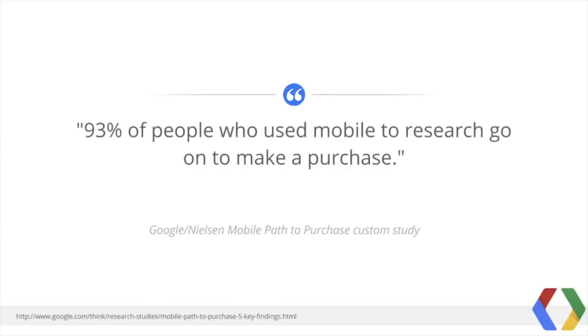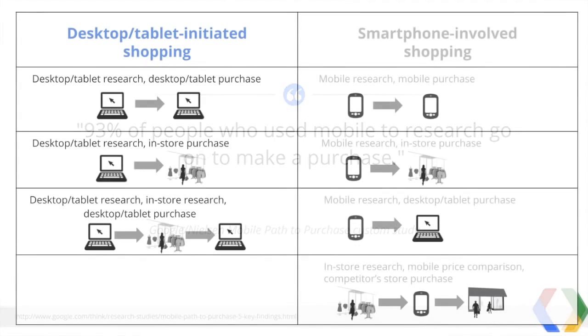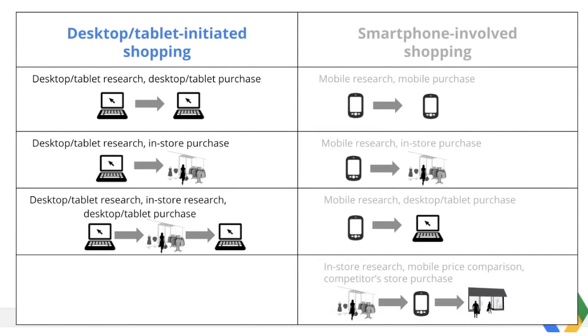Although at present, mobile metrics show lower conversion than desktop, it's clear that mobile research influences purchasing decisions. In a Google Nielsen study, 93% of people who used mobile to research go on to make a purchase. When refining mobile metrics, it's helpful to differentiate desktop-initiated purchasing behaviors with smartphone-involved purchasing. The traditional desktop models include desktop research to desktop purchase, or desktop research to in-store purchase, or desktop research to in-store research to desktop purchase.